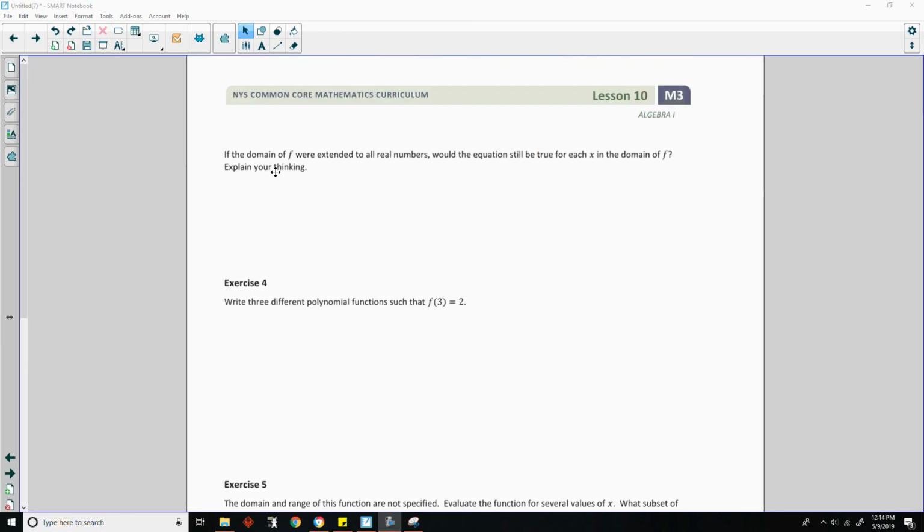Okay, on to page 4. It says, if the domain of f were extended to all real numbers, would the equation still be true for each x in the domain of f? Explain your thinking. The answer is yes. Since f maps each x onto 2 to the x, and we agreed to substitute and evaluate the expression to determine the range value for each x in the domain, the equation will always be true for every real number x.